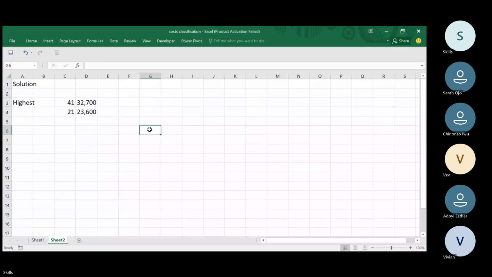So this is it. So now we find the difference. That is what the step tells us. So 41,000 minus 21,000.